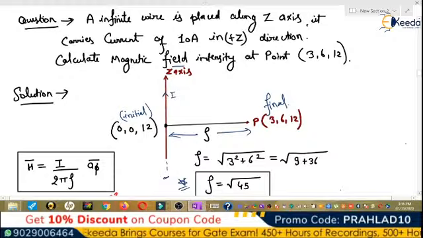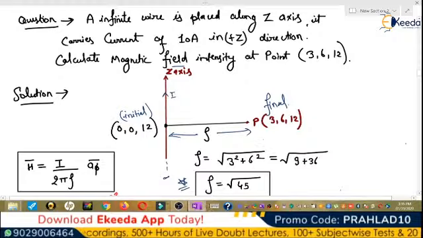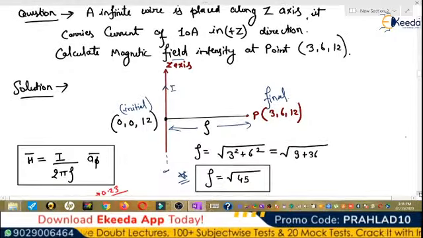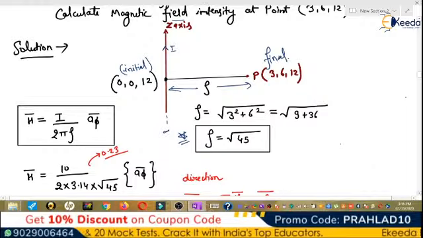So this point will behave as a final point, and the initial point will be 0, 0, 12. So the value of rho is under root of 3 square plus 6 square, which is under root of 9 plus 36, and rho is equal to under root of 45. The magnetic field intensity H is equal to I upon 2 pi rho A phi. So I is 10 upon 2 into 3.14, rho value is root of 45 and direction is A phi.